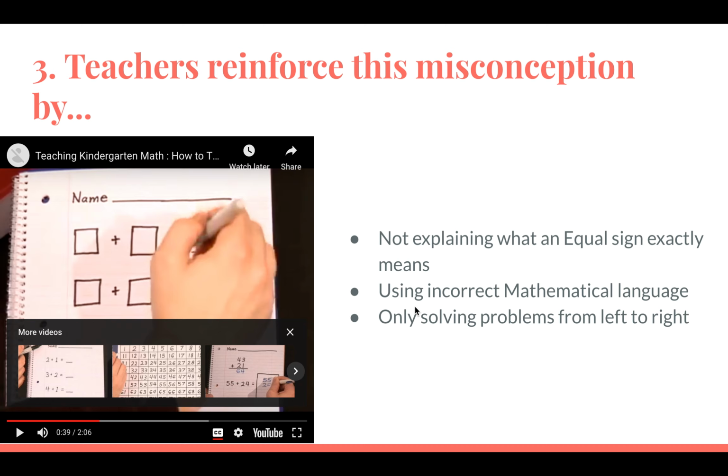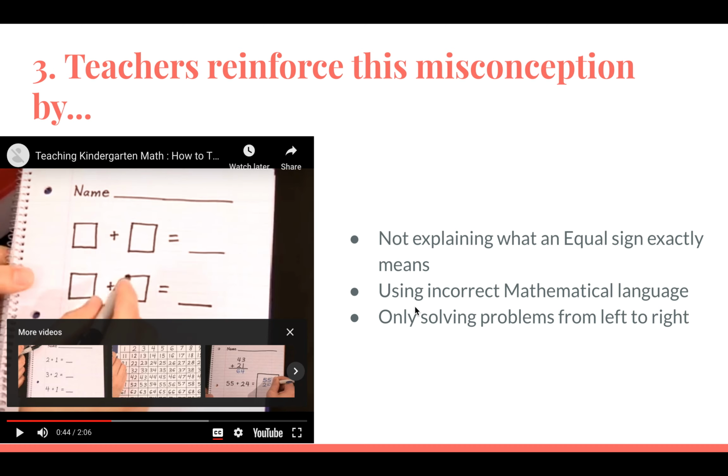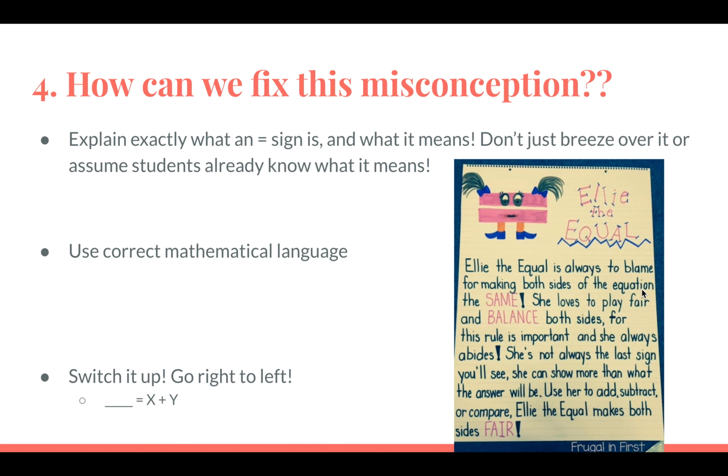So, number 4, how can we fix this misconception? There are a few different things we can do. The first thing is to actually explain what an equal sign is and what it means to our students. Don't just breeze over it or assume students already know what it means. Actually talk to them about it. There are many anchor charts and little characters you can use, but one we really liked was Ellie the Equal Sign.